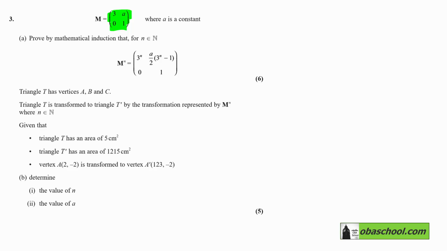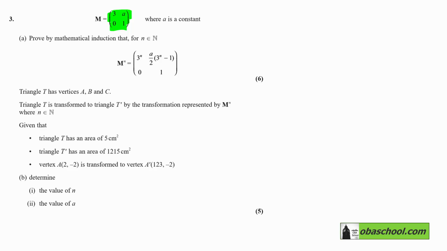So let's move to the second part of the question. Triangle T has vertices A, B, and C. Triangle T is transformed to triangle T dashed by the transformation represented by M to the power n, where n is a natural number. We're given that triangle T has an area of 5, triangle T dashed has an area of 1215, and that the vertex A(2, −2) is transformed to vertex A dashed (123, −2). We want to find the value of n and the value of A.